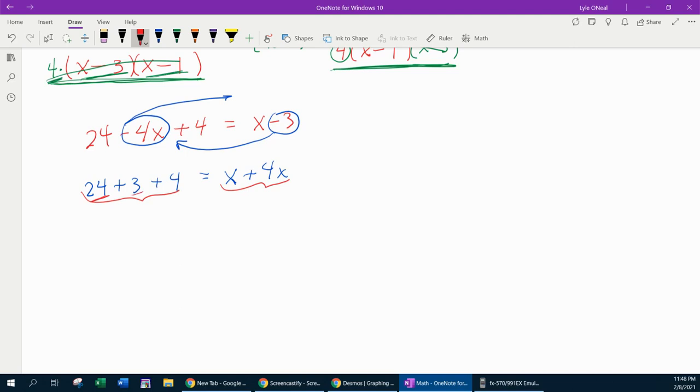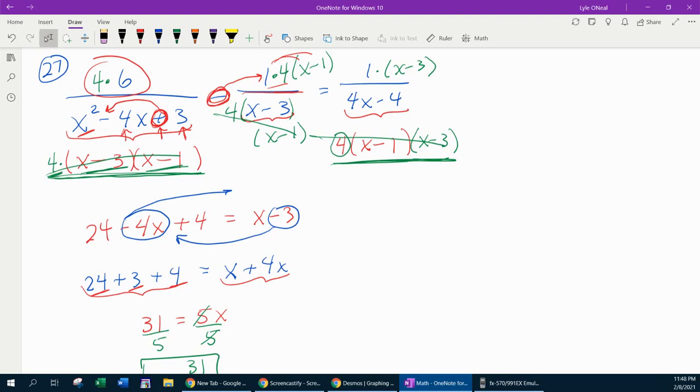24, 25, 26, 27, 28, 29, 30, 31. That's 31 equals 5x. Divide both sides by 5, and we're done. x is 31/5.